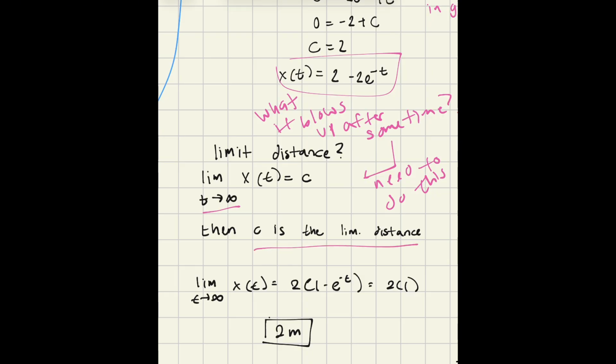So let's just take the limit of x of t, which is 2 times 1 minus e to the negative t. The only thing with dependence on t is e to the negative t, right? And that is just 1 over e to the t. If you put e to the infinity, or a really, really large number, that's going to be very, very large, right? But 1 over a very large number is basically 0. So we can just make this 2 times 1 minus 0, which is 2 times 1. So our c is going to be equal to 2, so our limiting distance is 2 meters.